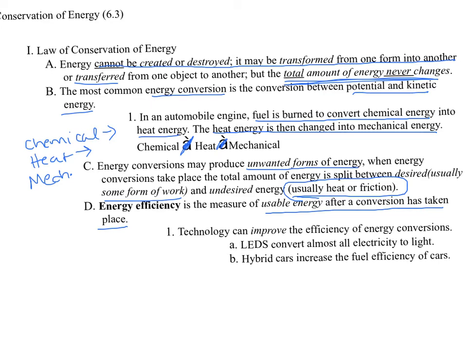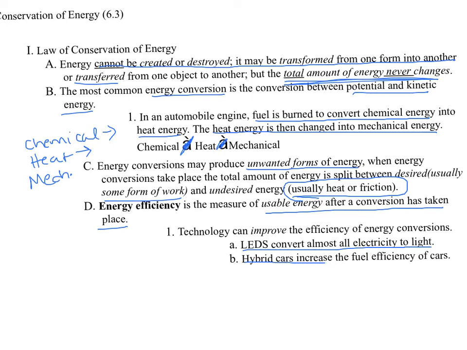Technology can improve the efficiency of energy conversions. That's why we have more energy efficient appliances. So when they're talking about an energy efficient appliance, they're talking about one that has a lot of usable energy left over after a conversion has taken place. LED lights convert almost all the electricity that goes into them into light. Very little is lost to heat.